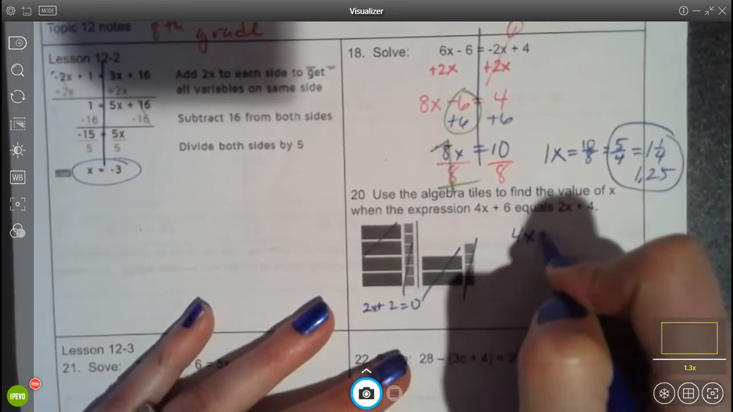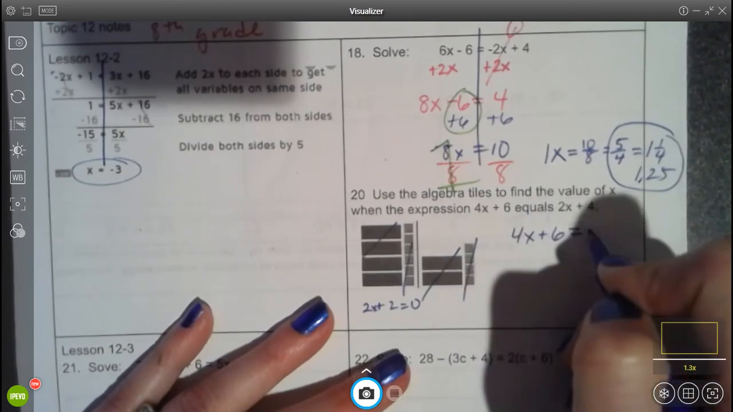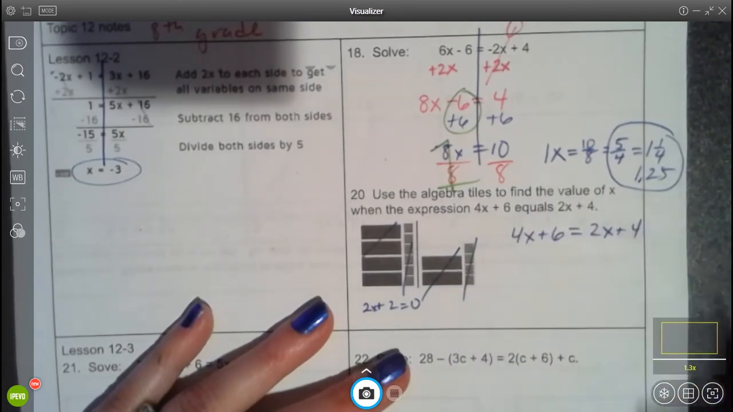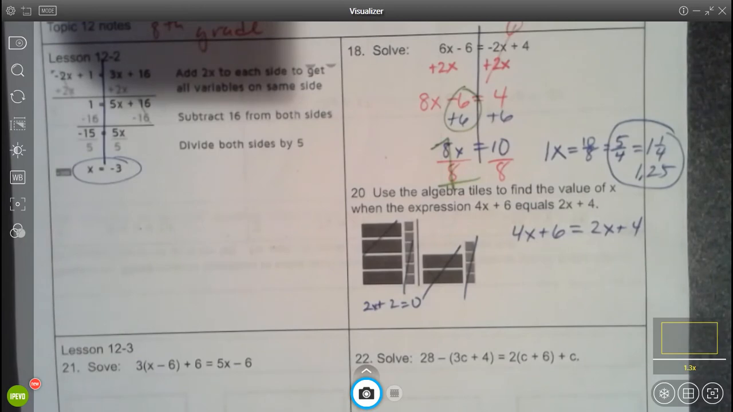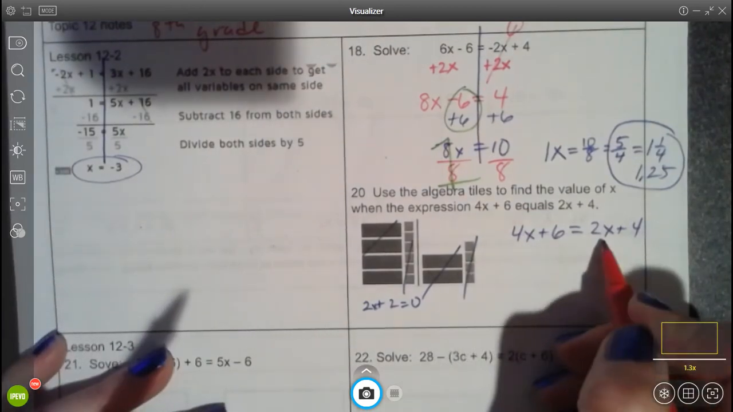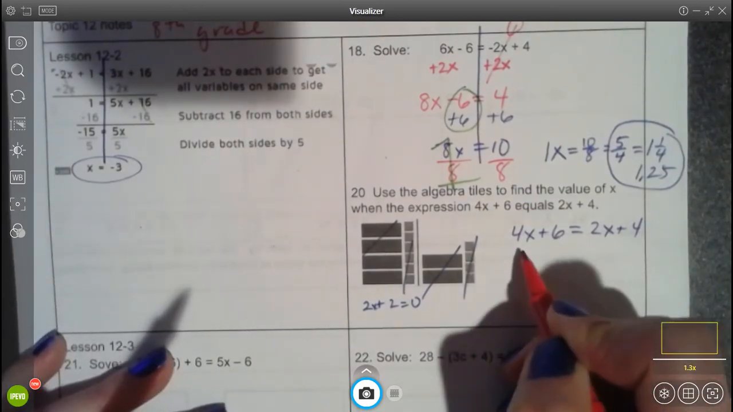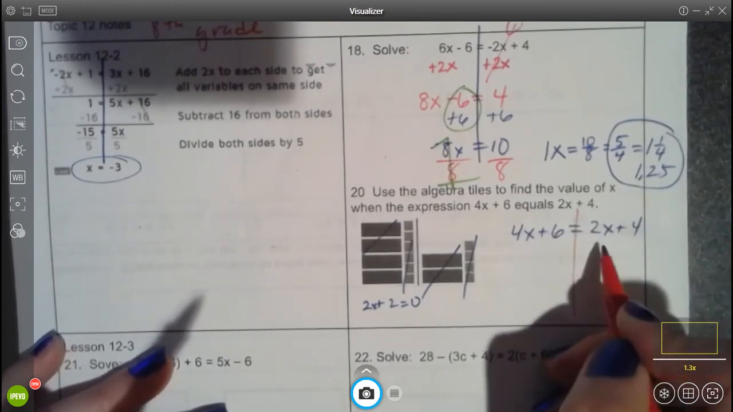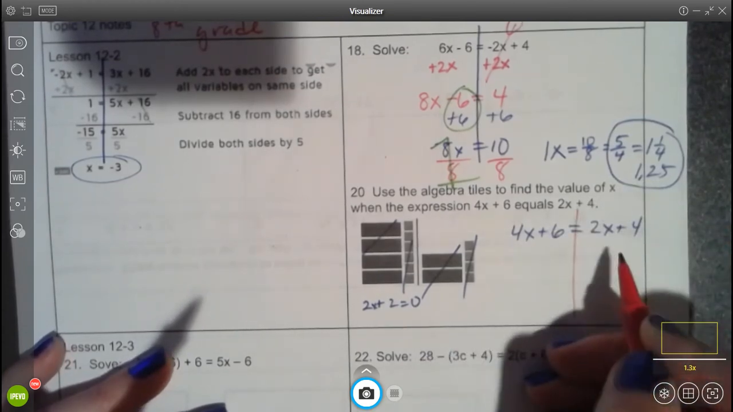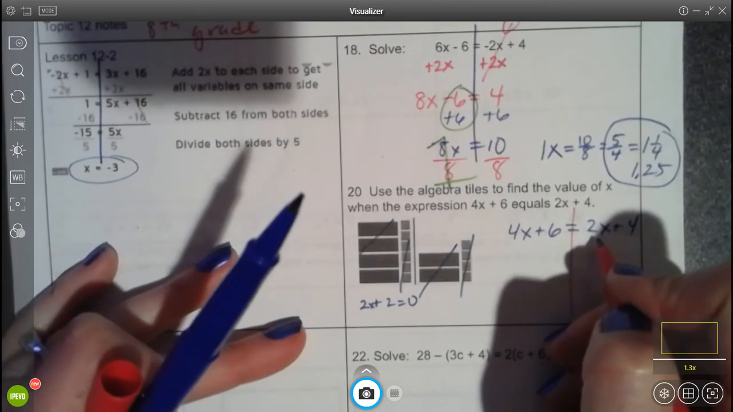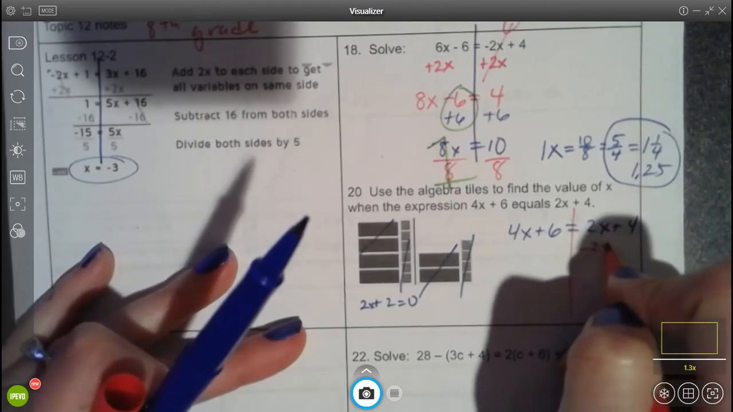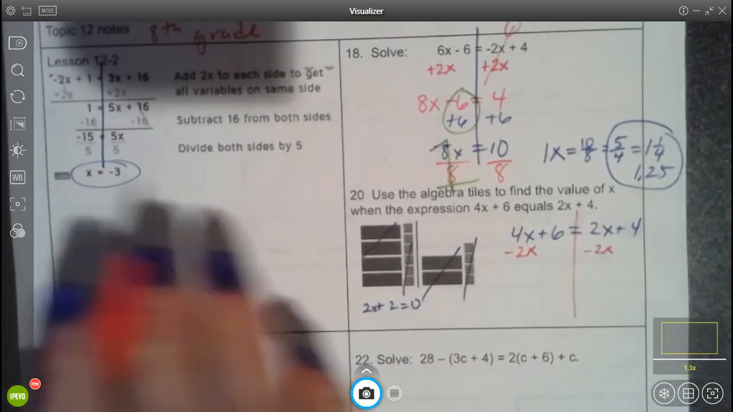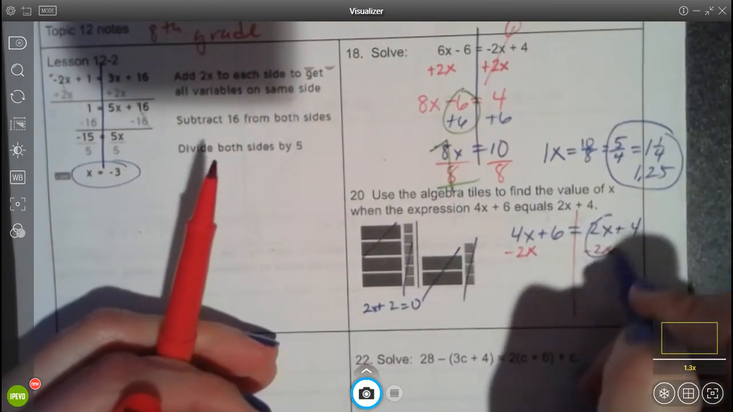So 4x plus 6 is equal to 2x plus 4. I have two choices for my first step. I can either subtract 4x from both sides, or I could subtract 2x from both sides. I'm going to subtract 2x because you know me, I like x on the left. Okay, so those zero out, that's gone.